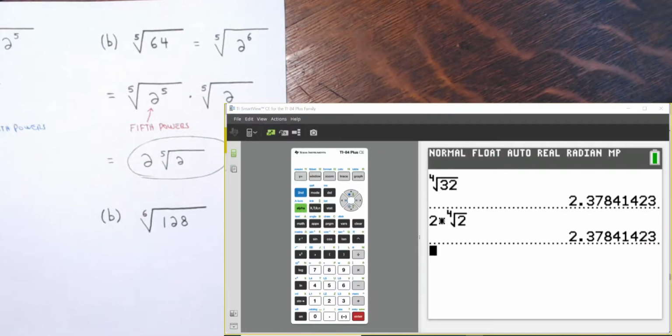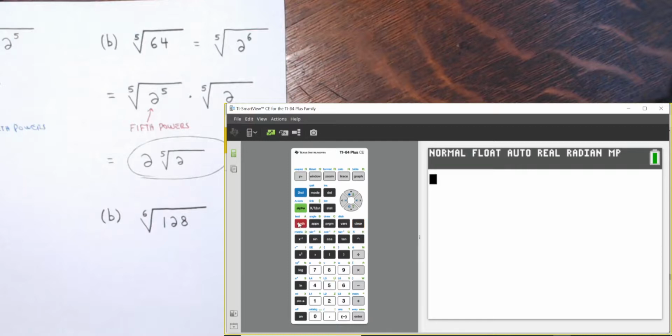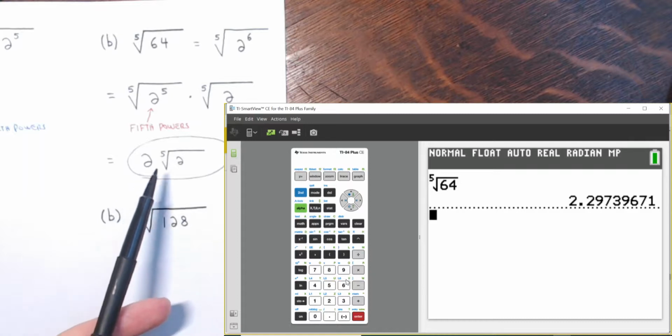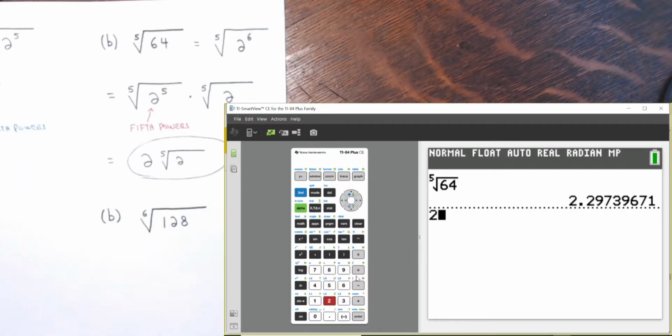Right. So the first value I was given was the fifth root, so I put the 5 in the index there. The fifth root of 64. Right, it says 2.29 blah blah blah. And we said this was equivalent to 2 times the fifth root of 2.